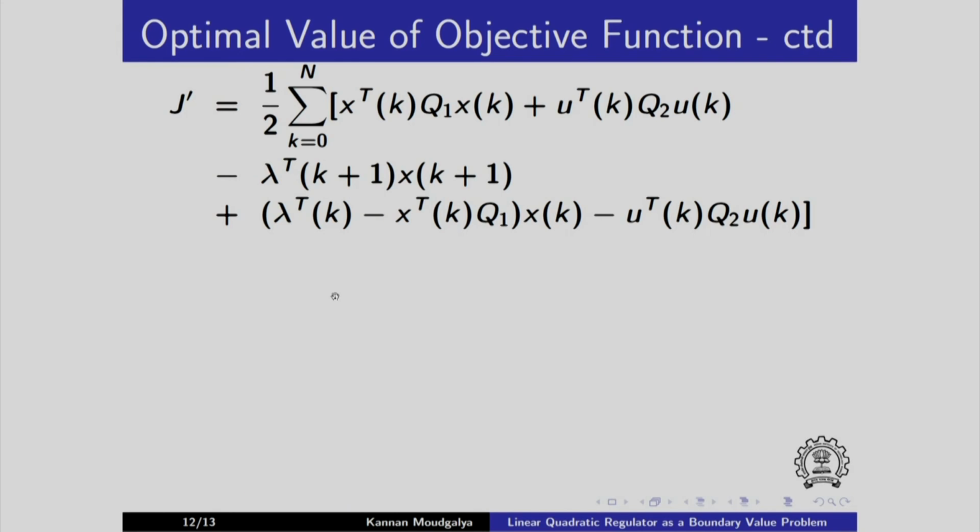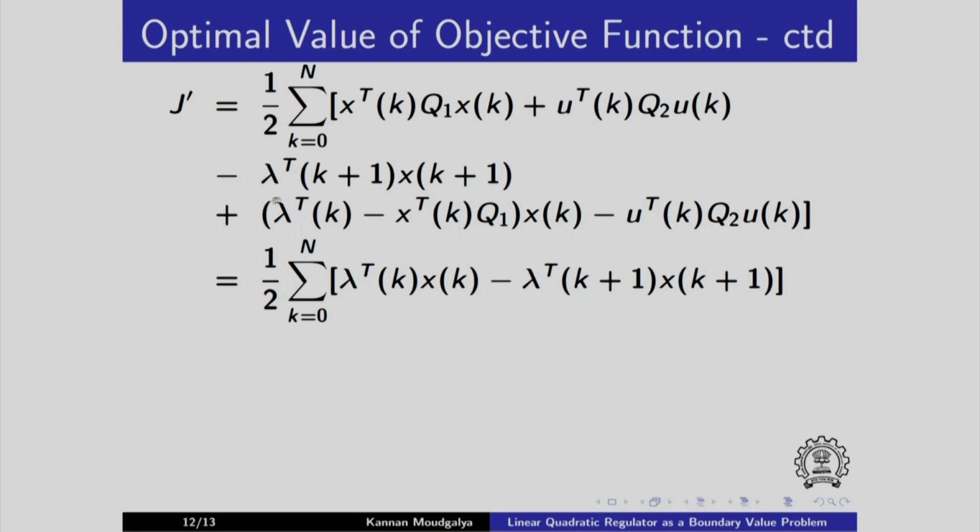Now we can simplify this. Notice that I have x transpose q1 x, and here I have minus x transpose q1 x. So these two will cancel each other. Here I have u transpose q2 u, here I have u transpose q2 u with a minus sign, these two will cancel. So I have only these two terms. So I have lambda transpose k plus 1 x of k plus 1, which is here, minus sign, and this is lambda transpose k into x of k, and I have a half here.